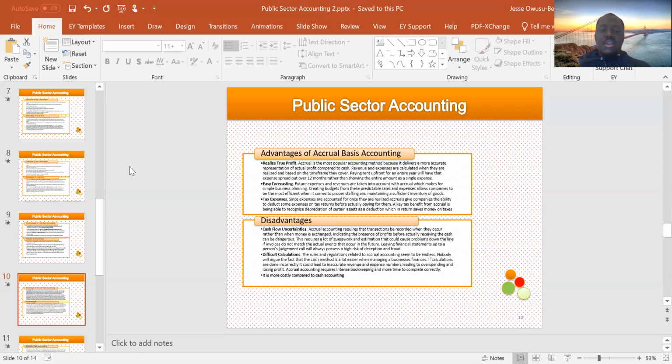The accrual basis of accounting also helps with easy forecasting. Future expenses and revenues are taken into account with accrual, which makes business planning simple. It allows for business planning, especially when you're creating budgets for predictable sales and expenses, because the future is taken into account.